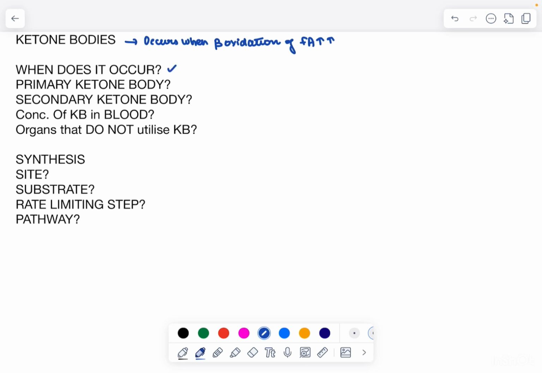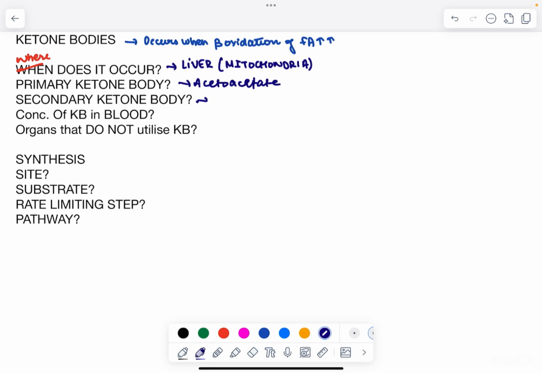So where does it occur? It occurs in the liver, that too in the mitochondria. All right, then the primary ketone body is acetoacetate. These are one-liners. I will be explaining them.